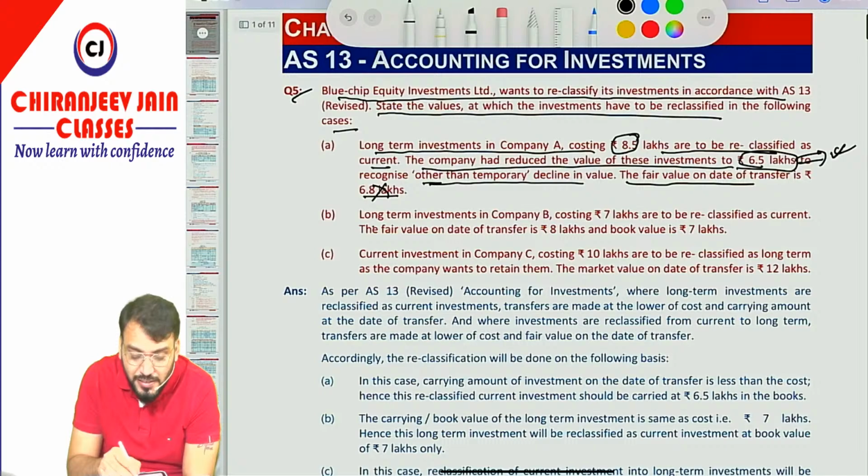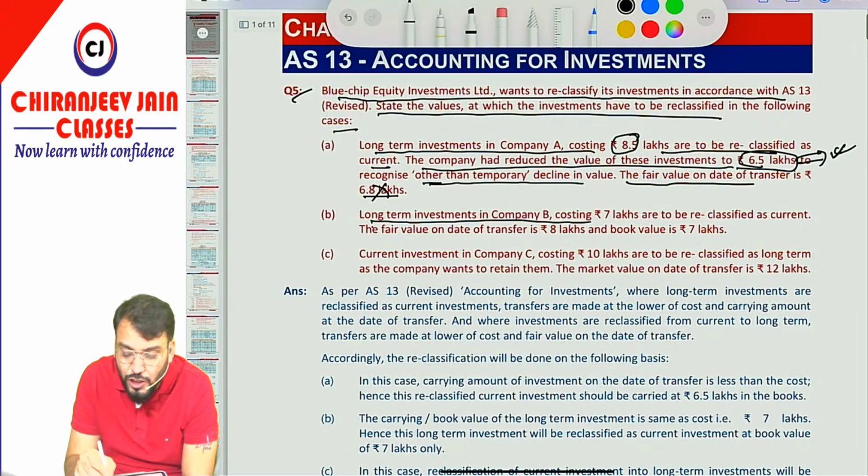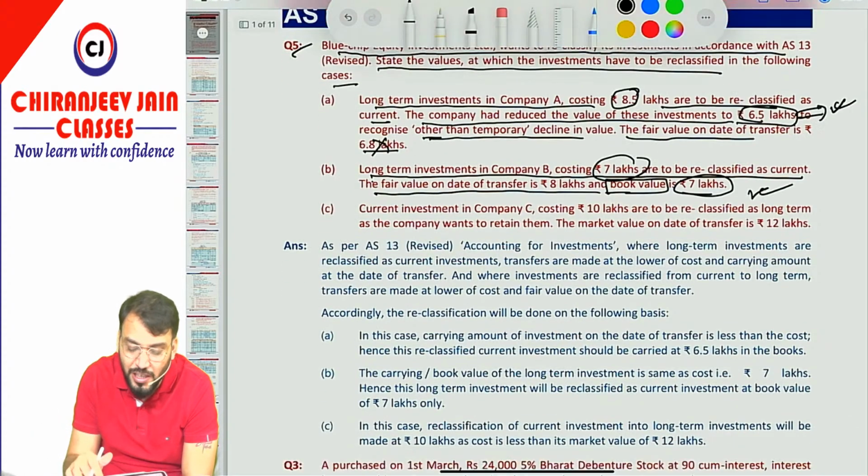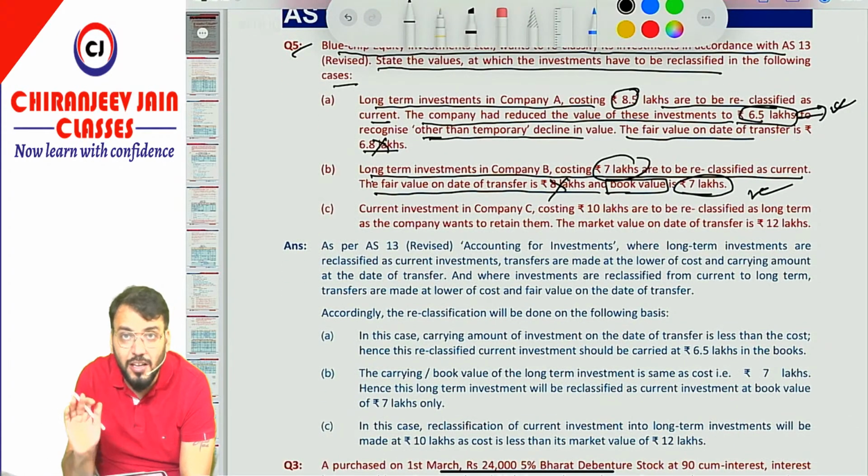Then second, long-term investment in company B costing rupees 7 lakh is to be reclassified as current. The fair value on the date of transfer is 8 lakh and the book value. Book value means what? Carrying amount. So you can see carrying amount is the cost price only. Therefore in this case the transfer will be done at cost price only, that is 7 lakh. Once again this fair value is not at all relevant.